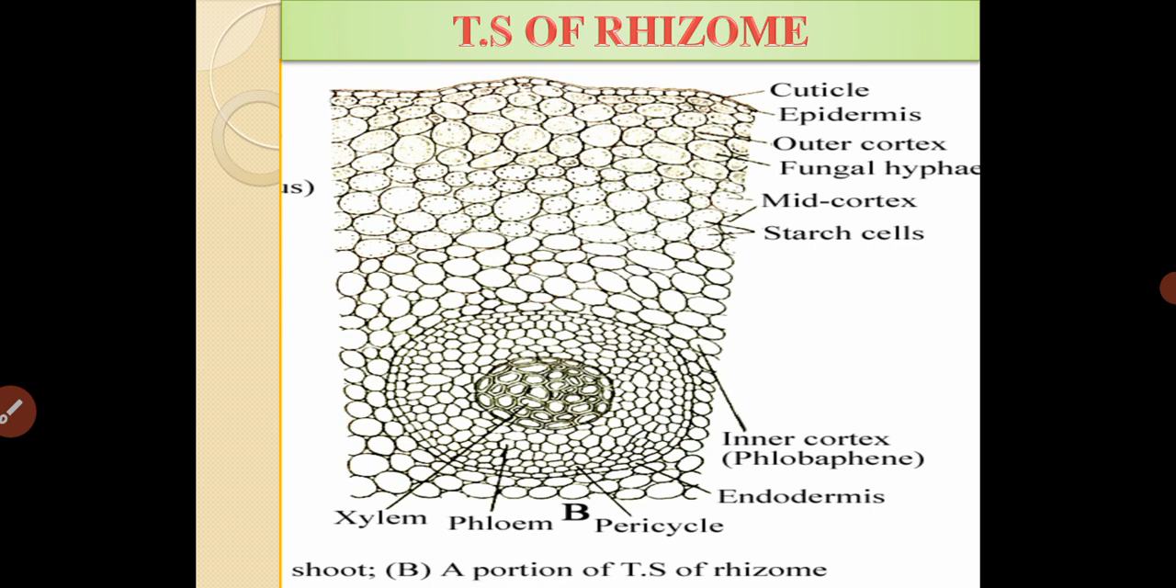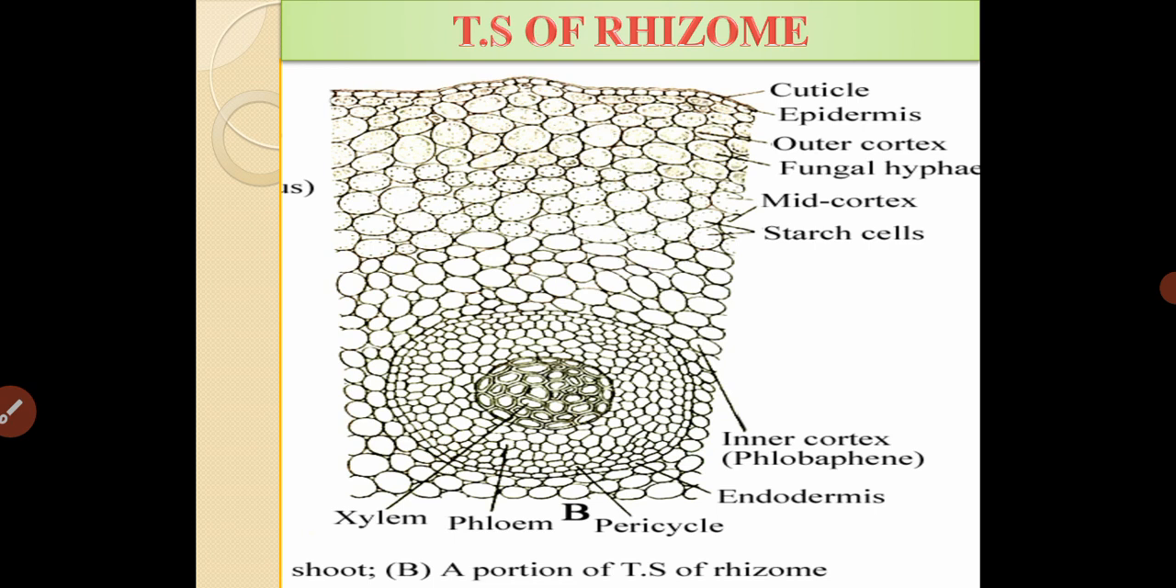Epidermis is the outermost uniseriate layer which is externally covered by cuticle, and it is a continuous layer. Cortex is differentiated into three regions: outer cortex, middle cortex and inner cortex. Outer cortex is interrupted by the fungal hyphae, the middle cortex is rich with starch grains, and inner cortex is rich with the phlobophene, which is a tannin. Inner to which the endodermis is present, which is the uniseriate continuous layer, and it is the layer that differentiates the cortex and the stele.